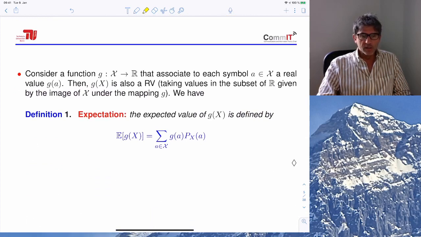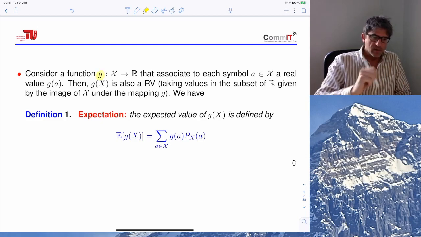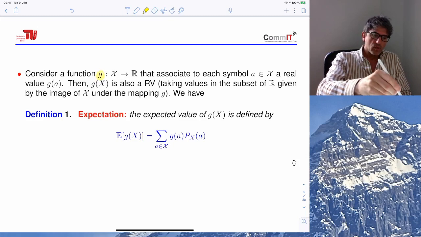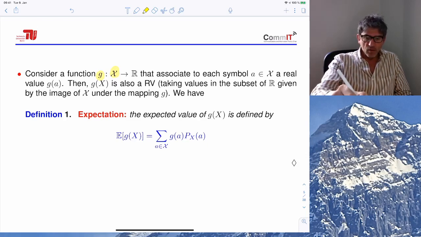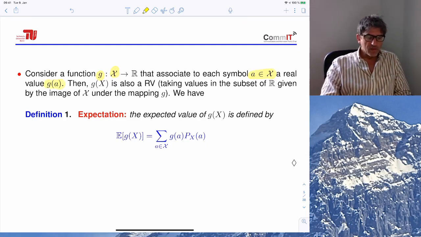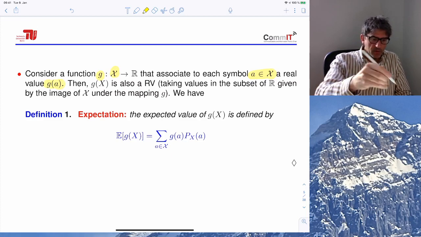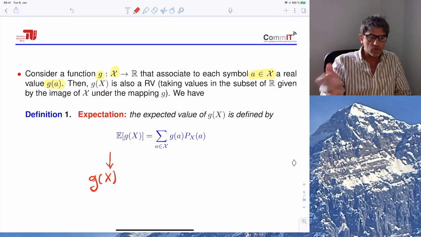Now, another important concept that we will use all the time is the concept of expectation. So what is the expectation? Well, first of all, let's notice that given a function g that maps the alphabet X into the real line, so it takes real values. Basically, this function associates to every letter of the alphabet a real number, g of a. Okay. So if I evaluate this function at the random variable, well, that's a function of a random variable, it is a random variable itself.